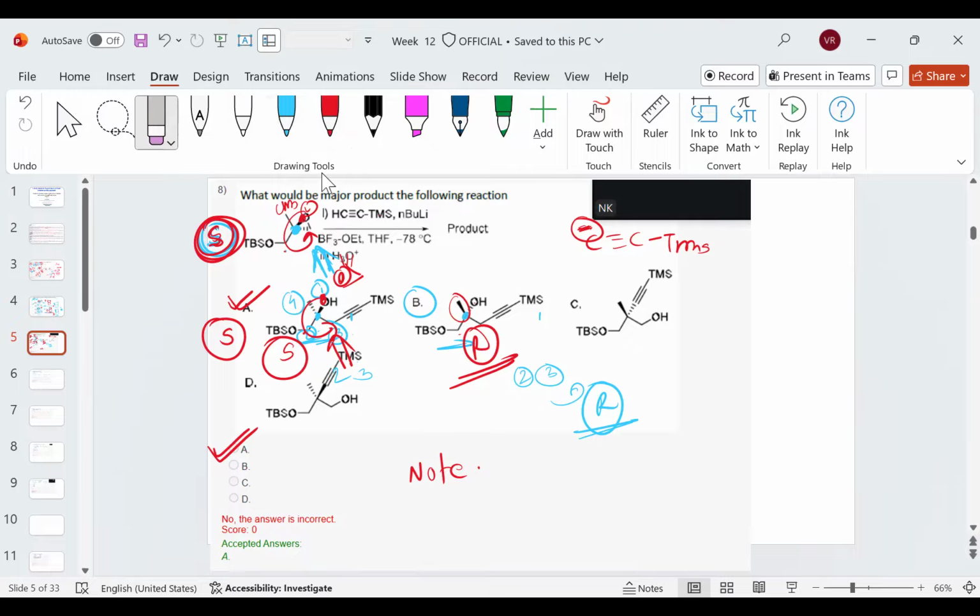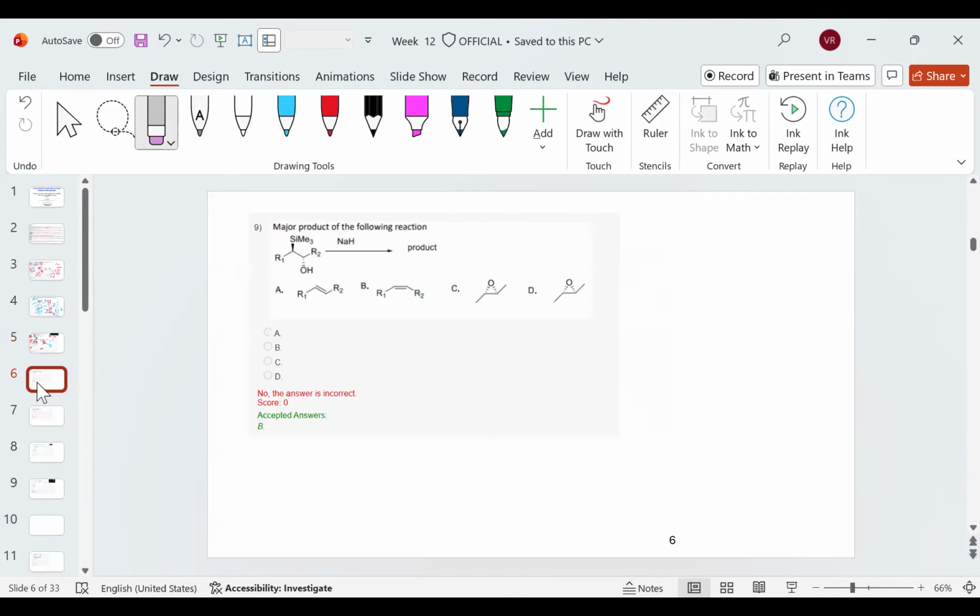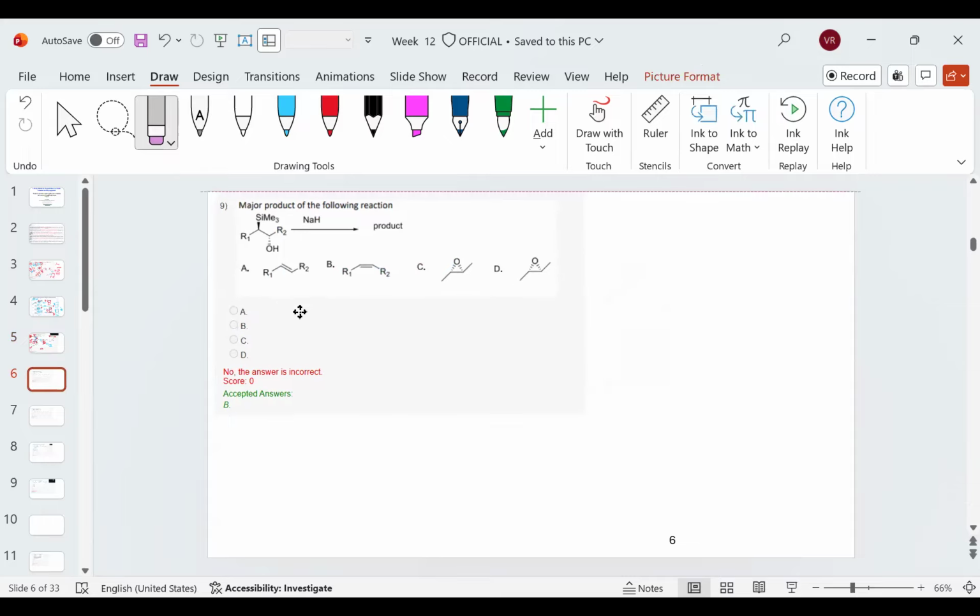So you have to figure out that one. But anyway, it has the S configuration in the starting, so therefore you get the product also with the S configuration. Let's move to the next question.